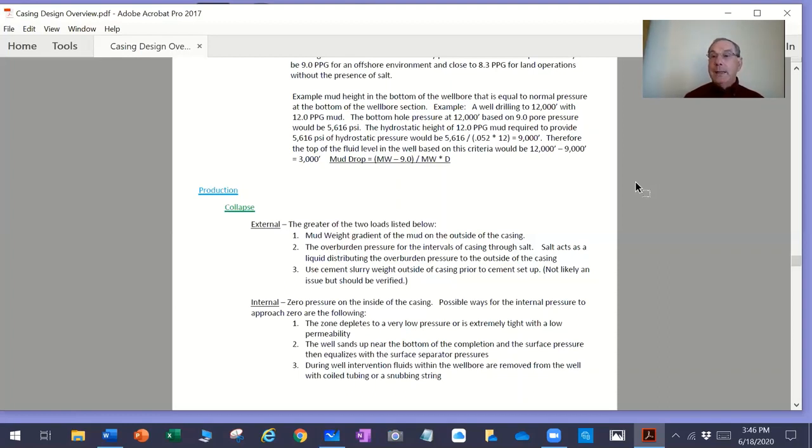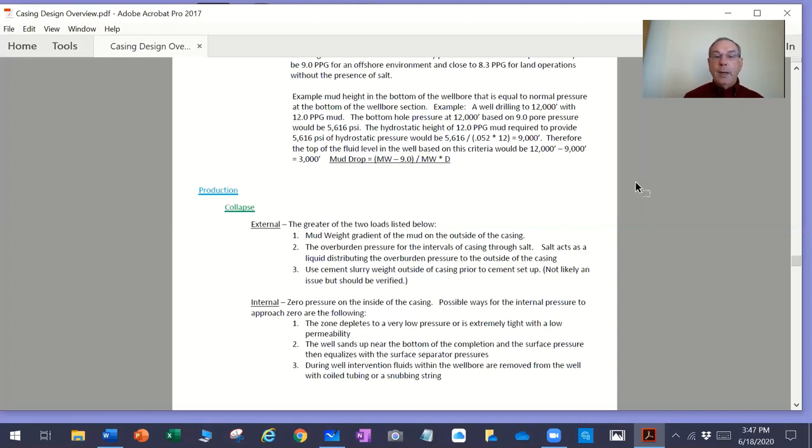Then the well sands up on bottom, so it won't flow. As soon as it sands up on bottom, it doesn't flow anymore. Then the tubing pressure and the casing bleed off below the packer to the surface separator pressure, which may be 500 PSI. So we've got a hydrostatic gas column in the well and 500 pounds of surface pressure, which is something close to zero. That's a great case, and I've seen that happen before, during the night on a producing well.